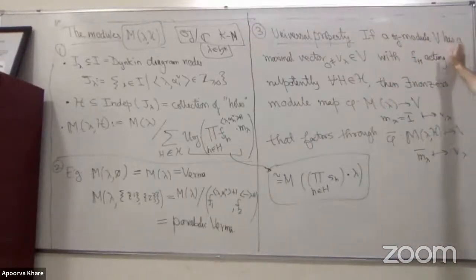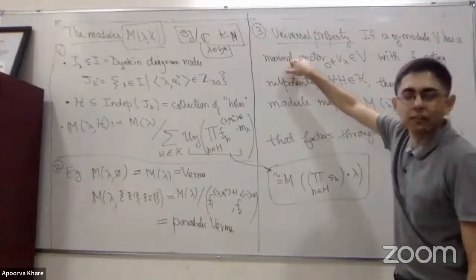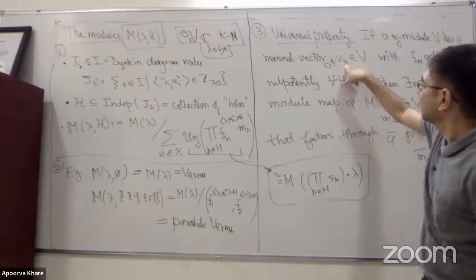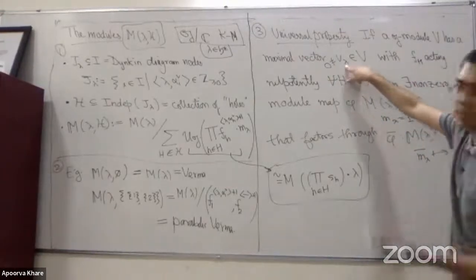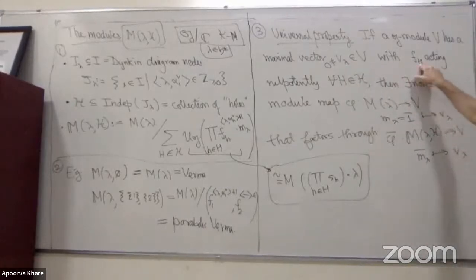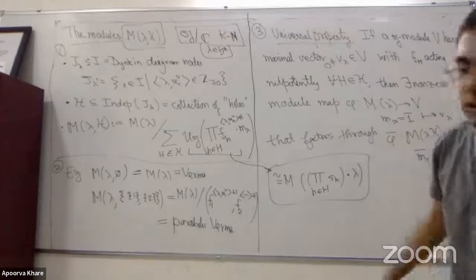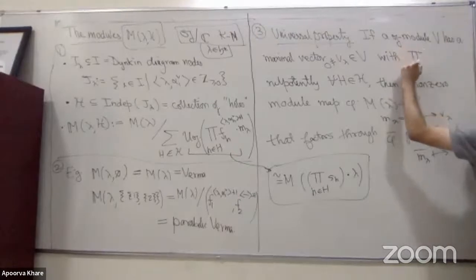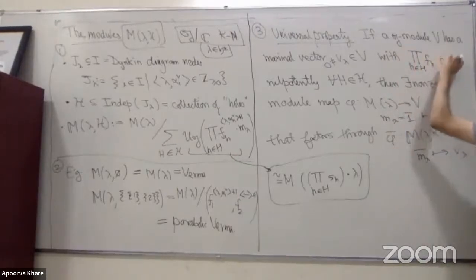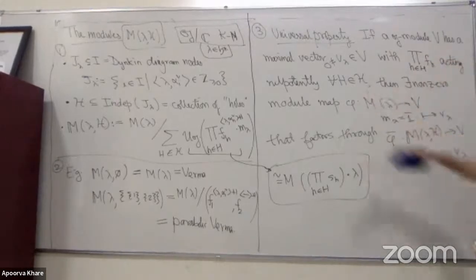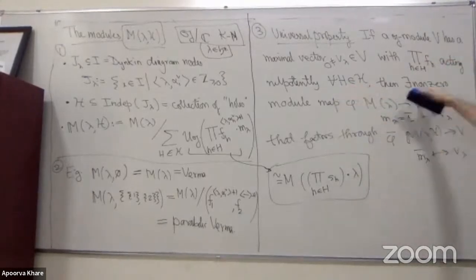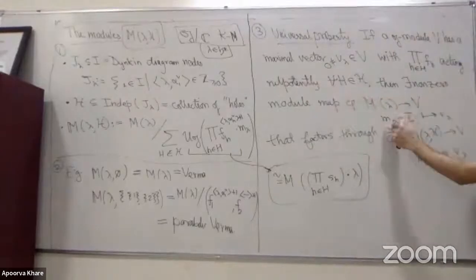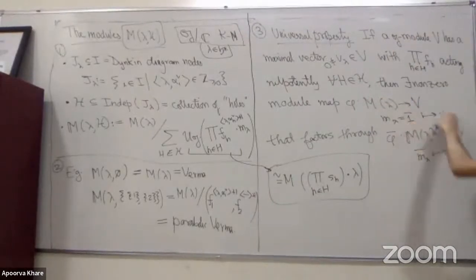So if any G-module V has a maximal vector, maximal meaning it's killed by n plus, the raising operators, and it's a non-zero weight vector in V, meaning h acts by lambda of h, and as well f_H, which just means the product of the f_h over h in H, acts nilpotently for all holes in the set script H, then there exists a non-zero module map phi from M lambda to V. That happens even without this nilpotent part, which sends the cyclic generator of M lambda to that vector.